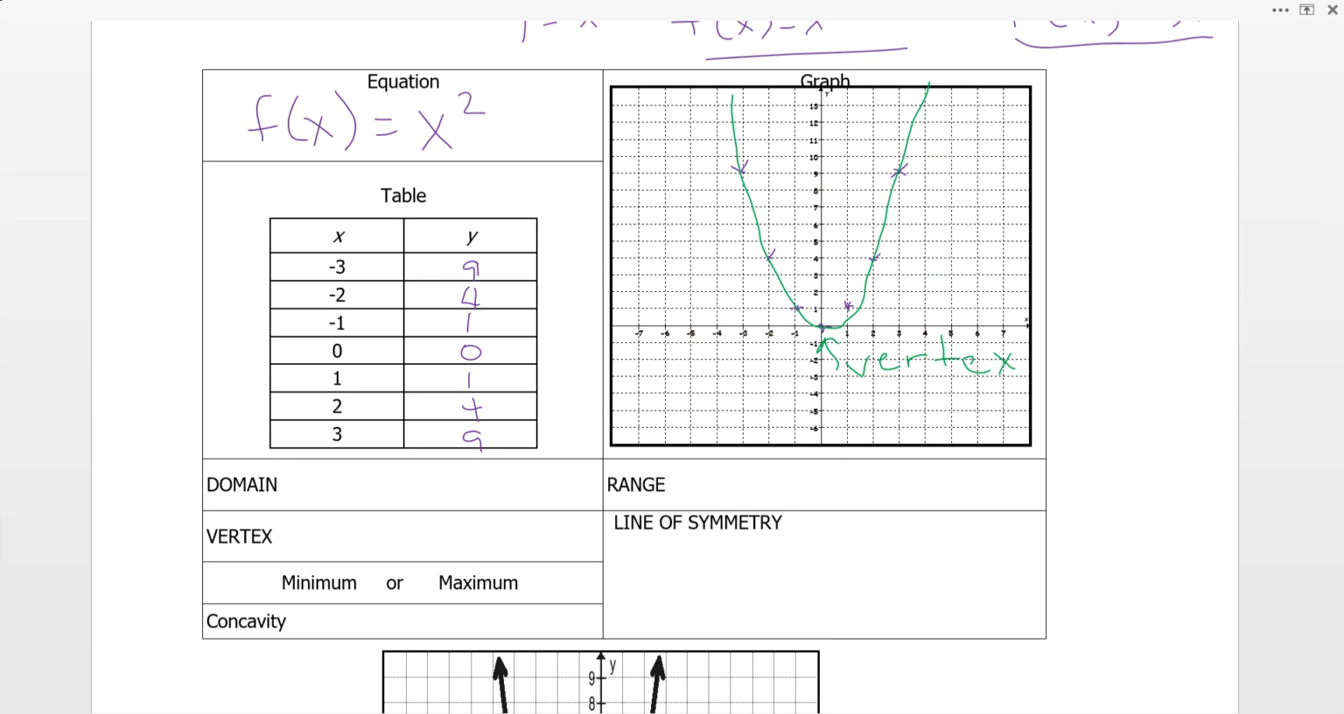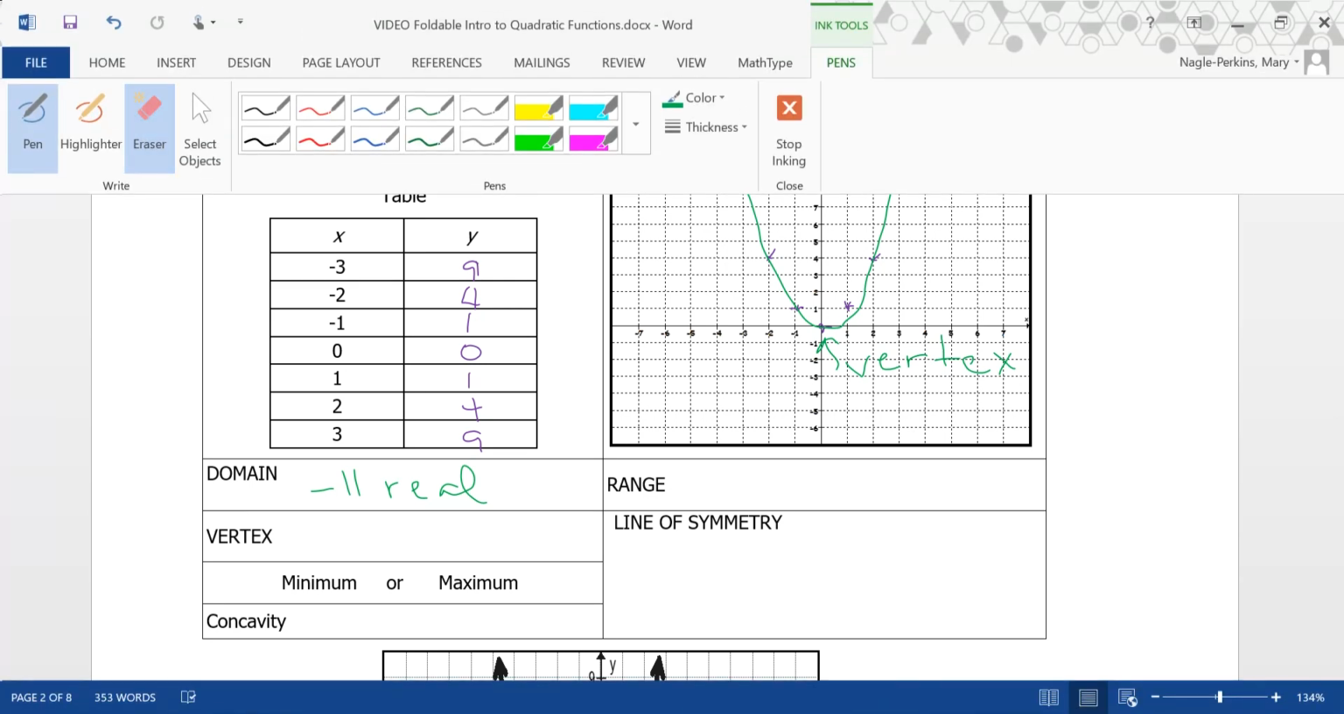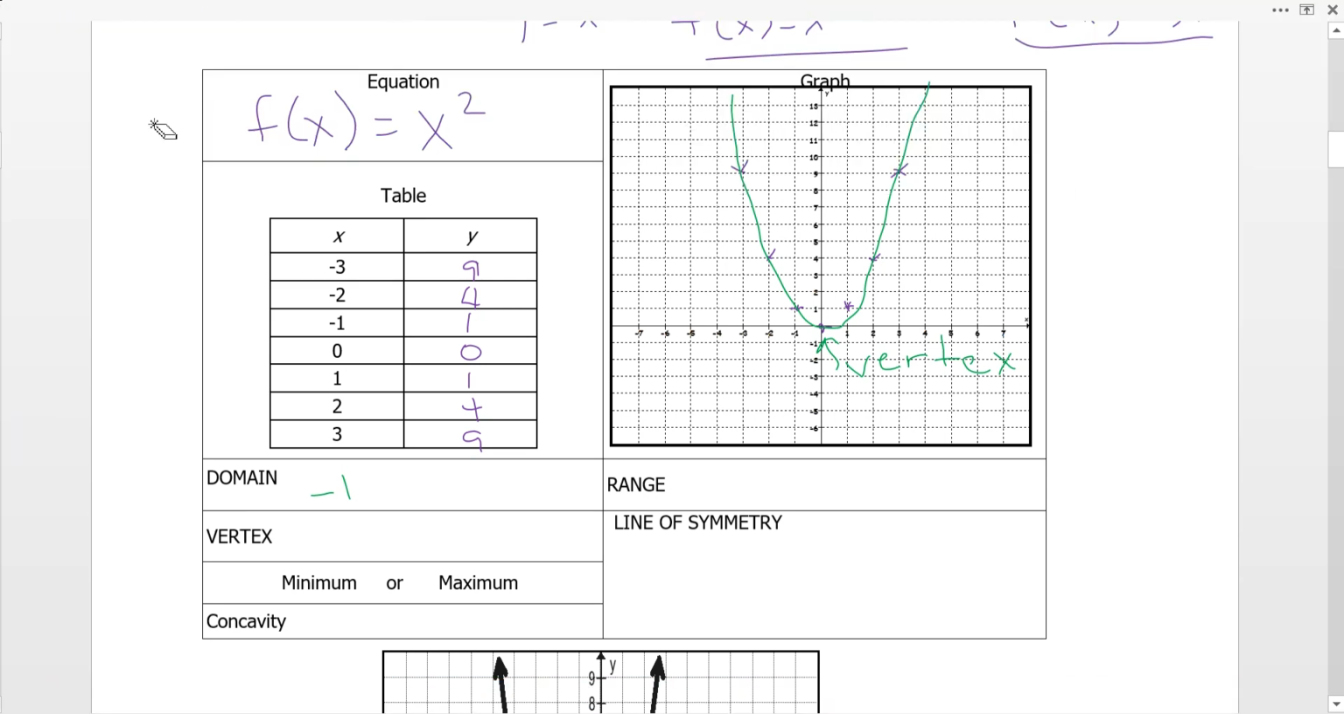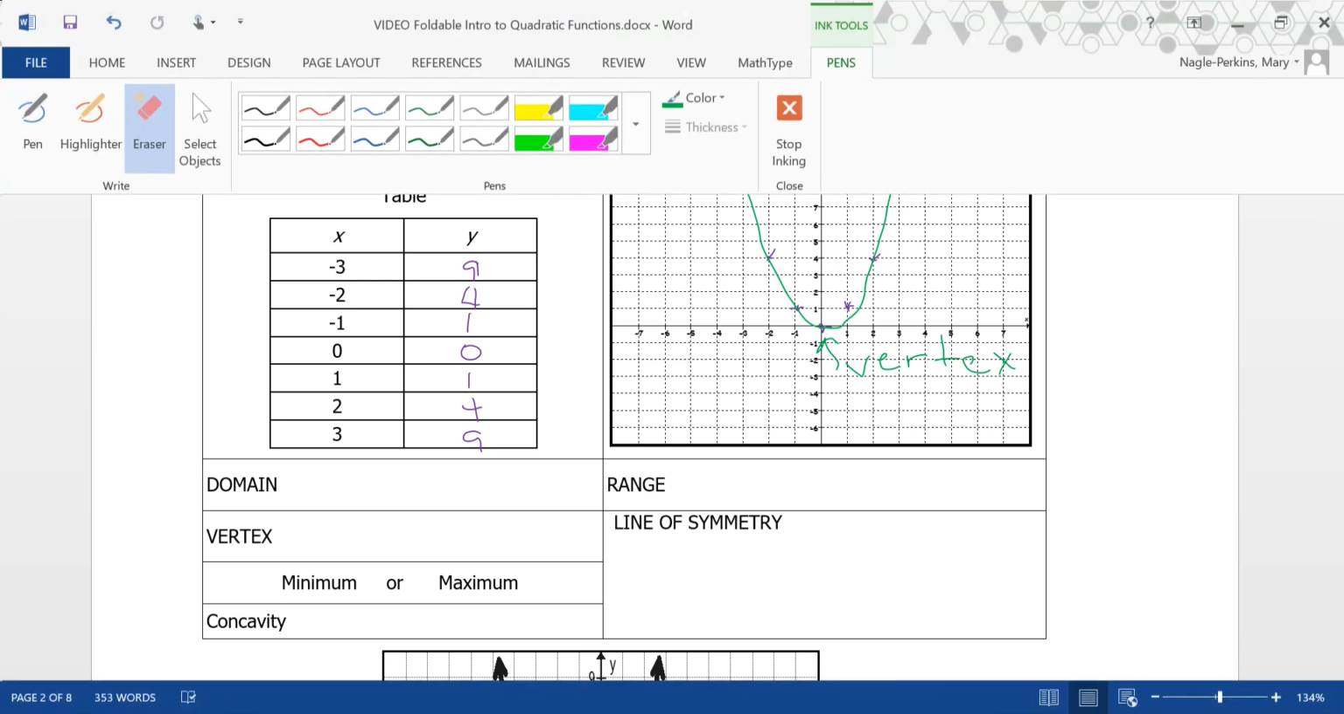So the domain is always going to be all real numbers. Oh, that's weird. Okay. That's really weird. Let's see. It doesn't like it when I try and write in these boxes, that's for sure.